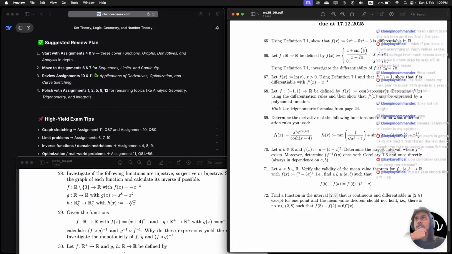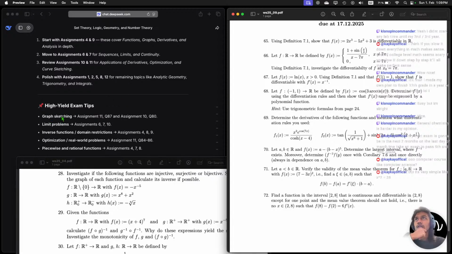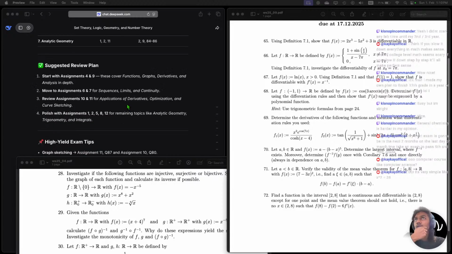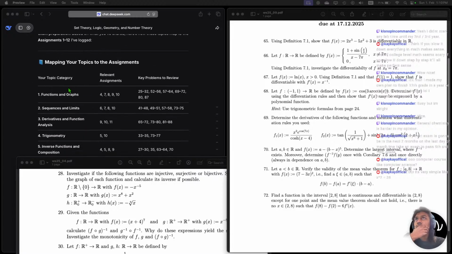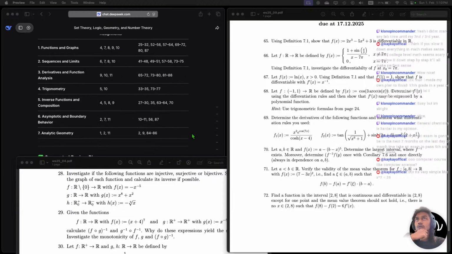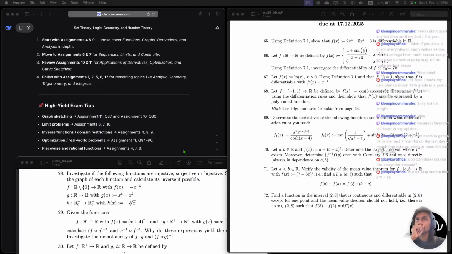Move to assignment 6 and 7 for sequences, limits, and continuity. High yielding exact graph sketching: assignment 11, question number 87, and assignment 10, question number 80. That's good. Relevant assignments. So these are the questions I should be looking into.